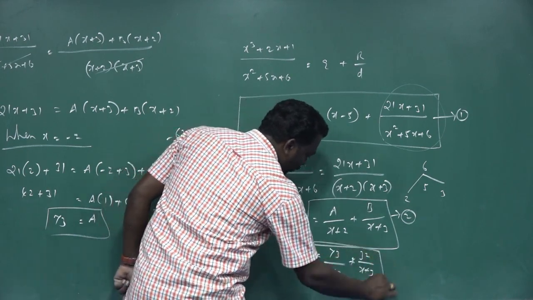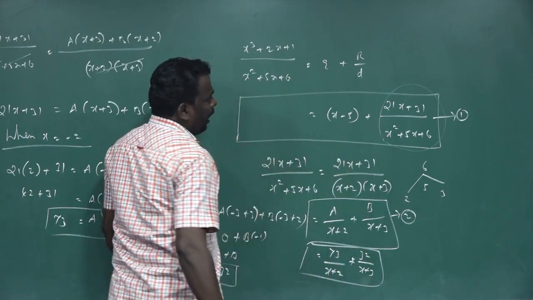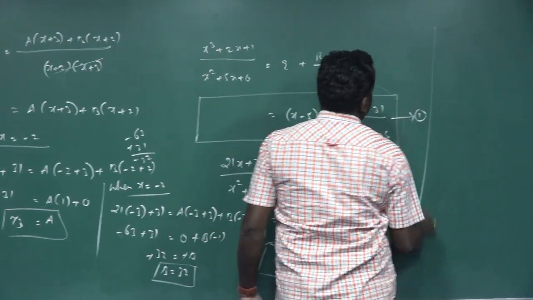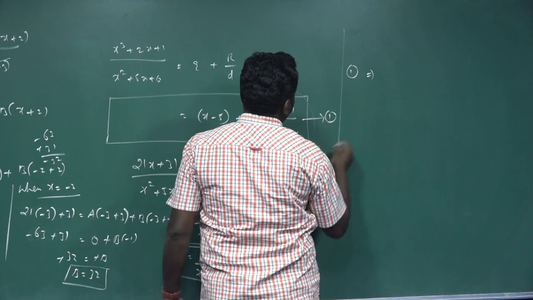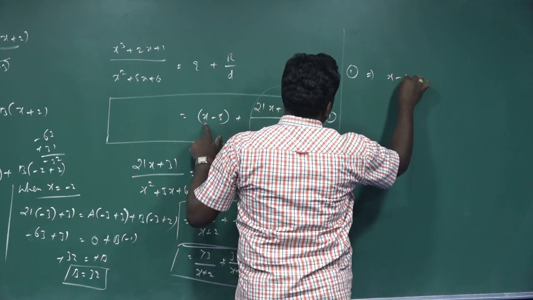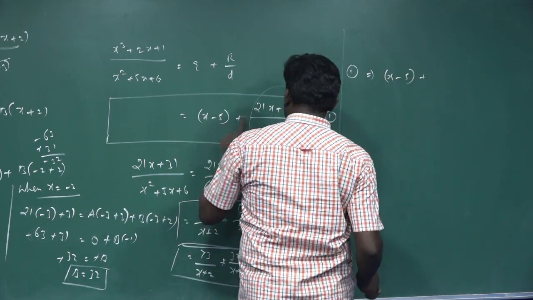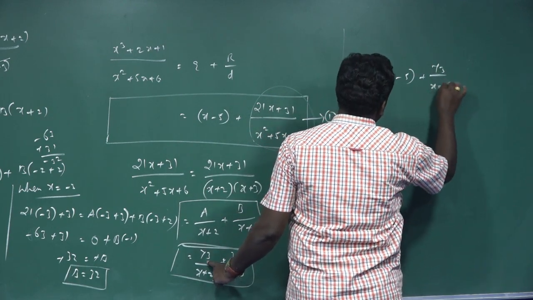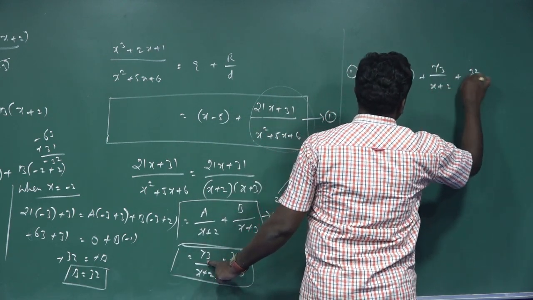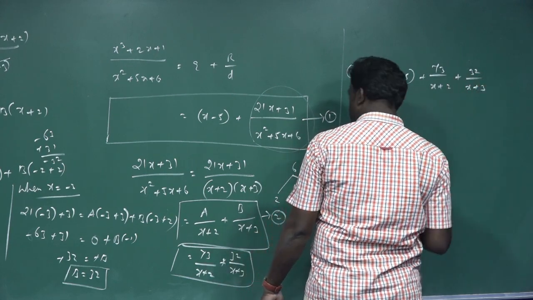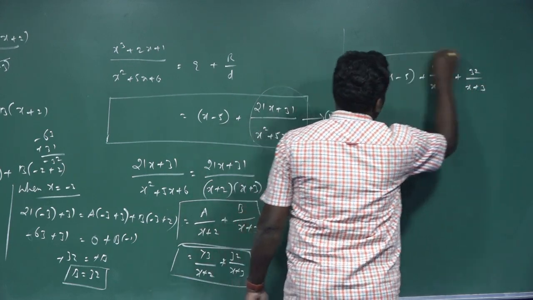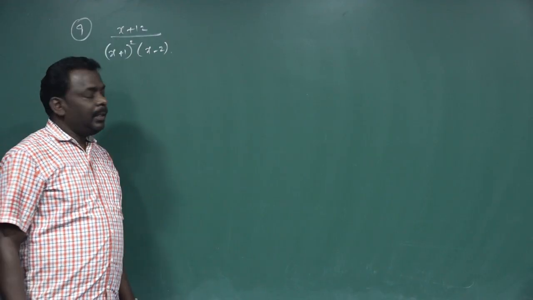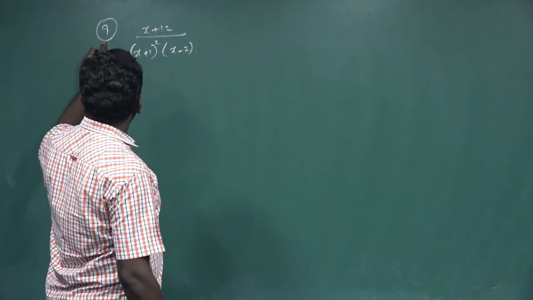We obtain the value of this term and just replace it in the first equation. Therefore, the final answer for the first equation implies x minus 5 plus this factor, as defined by 73 by x plus 2 plus 32 by x plus 3, and this is the final simplification by applying partial fractions. Come to the next question, number 9.